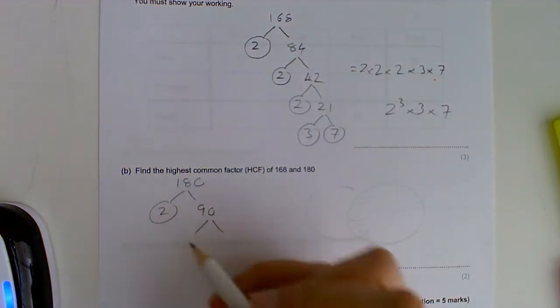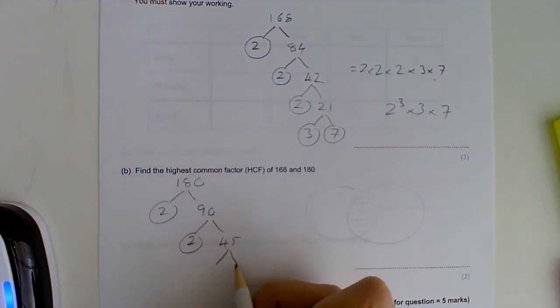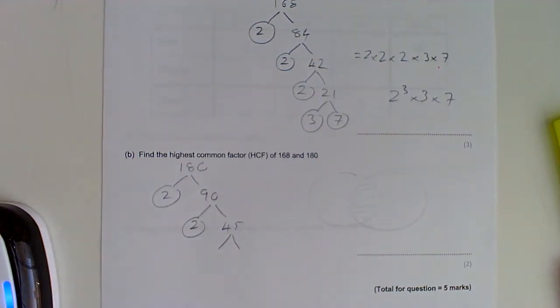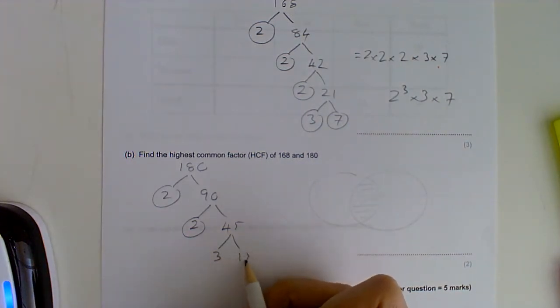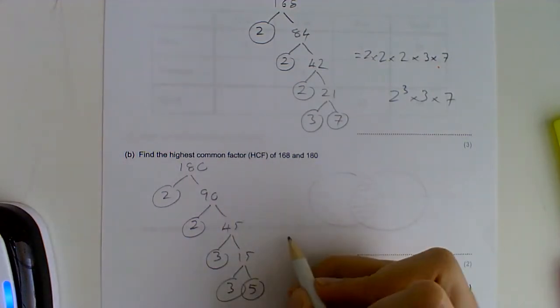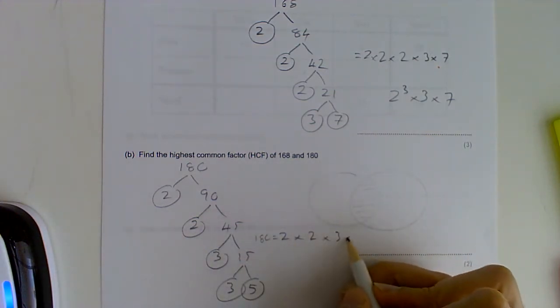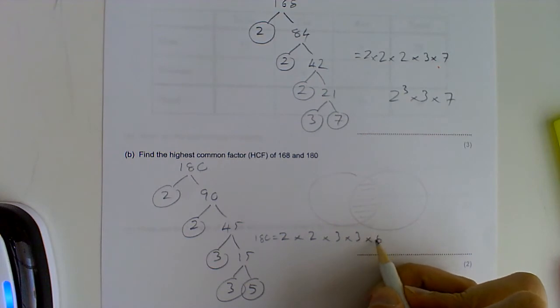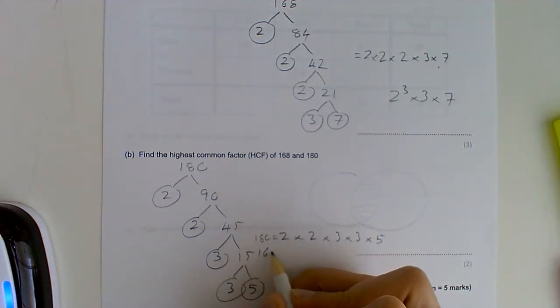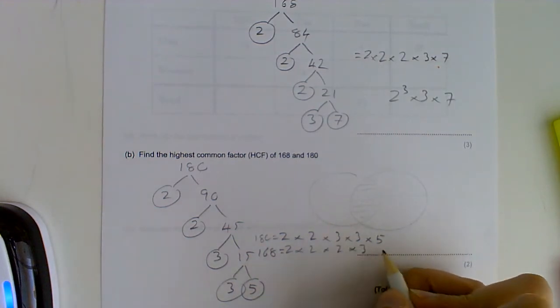So part B, doing it for 180. 180 can be split up into 2 and 90. 90 can be divided by 2 again, giving 45. 45 can't be divided by 2, but it can be divided by 3. It's 3 and 15. And then 15 is 3 and 5. So 180 is 2 times 2 times 3 times 3 times 5. And 168 is 2 times 2 times 2 times 3 times 7.